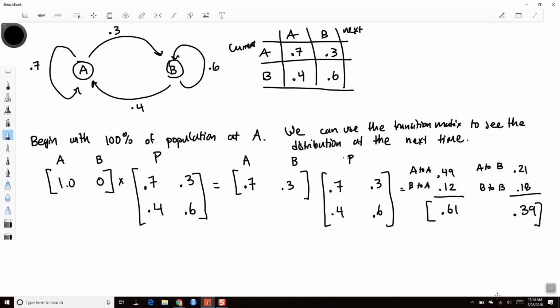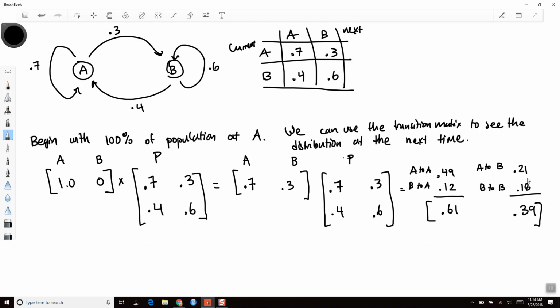Okay, and we're not at equilibrium because the amount going from B to A is 0.12, and the amount going from A to B is 0.21. Okay, so we're not at our stationary distribution yet. Right? But by using the transition matrix, we can see the distribution at the next time, right? Is this okay?